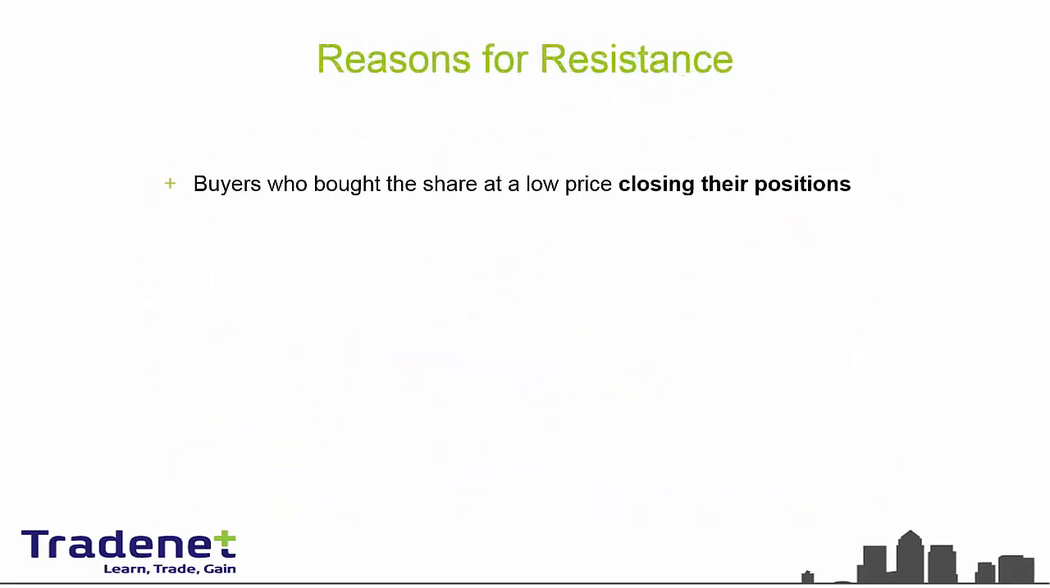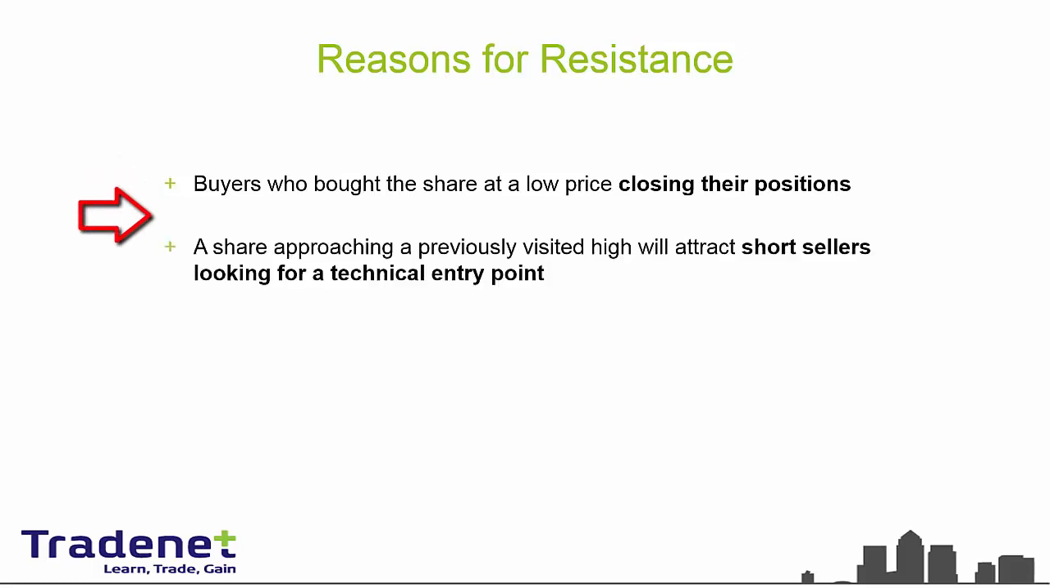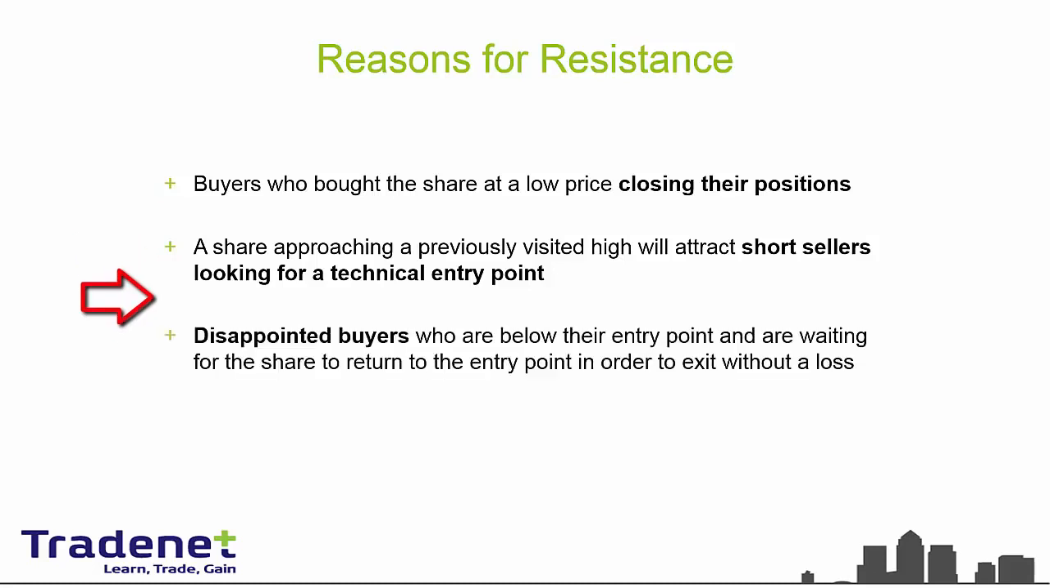So the reasons for resistance are those buyers who bought at a lower price who are now closing their position at a profit. Short sellers who are now trying to make a profit from what they think right now is a high price. And those disappointed buyers who are still below their entry point and waiting for the price to return to their entry point and exit without a loss.